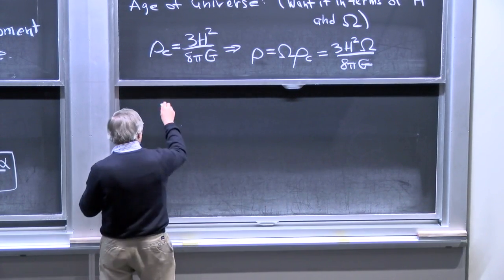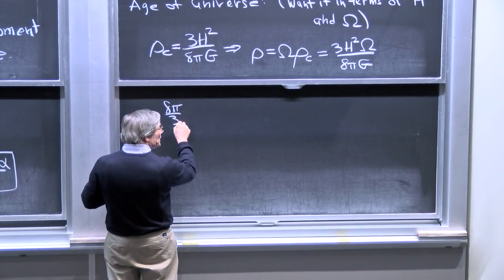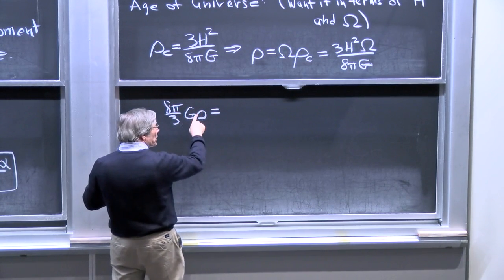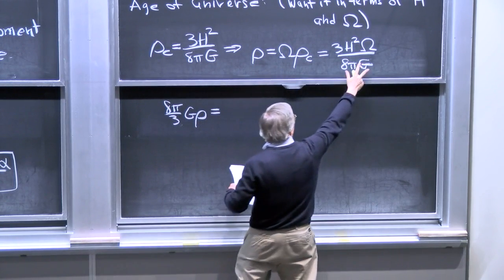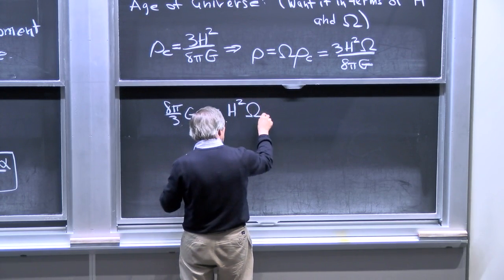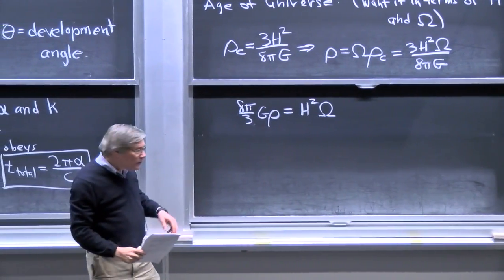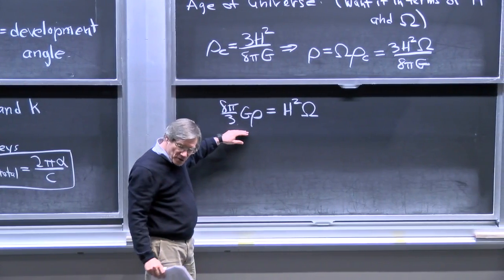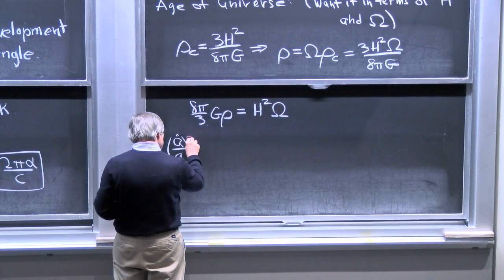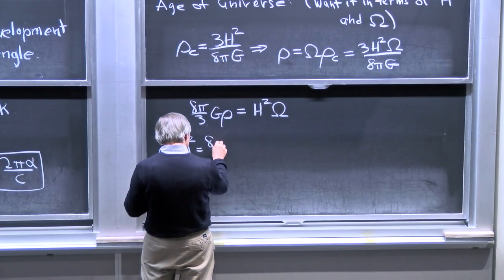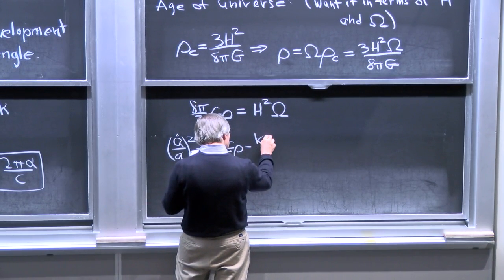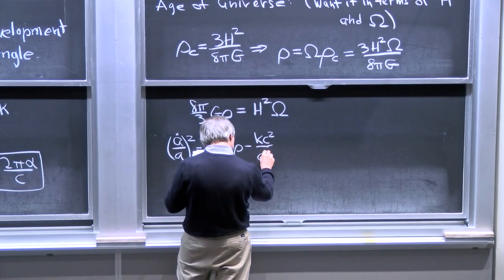And being very pedantic, I was just going to rewrite that in the form that we're actually going to use it by multiplying through. 8 pi over 3 G rho, taking these factors and bringing them to the other side, becomes just equal to H squared times omega. And you might recognize this particular combination as what appears in the Friedmann equation. The Friedmann equation told us that a dot over a squared is equal to 8 pi over 3 G rho minus k c squared over a squared.